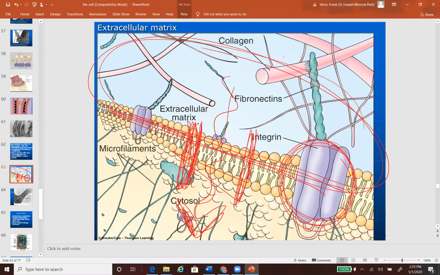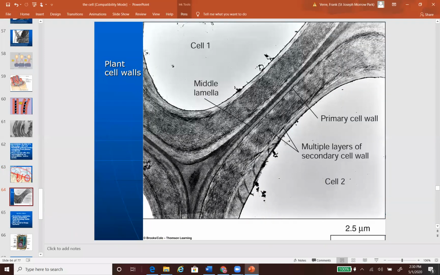Is there a question from the chat? No? Okay. Here is an image of two cells that are kind of stuck together.